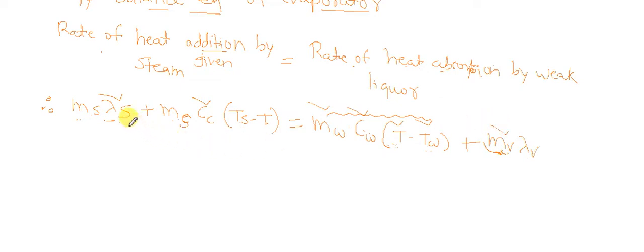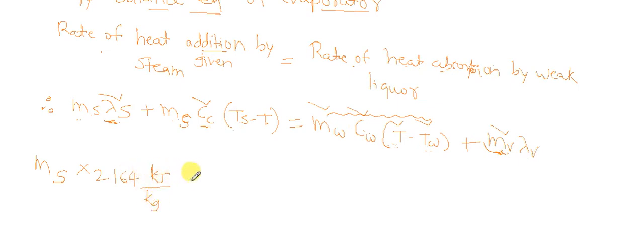So you just substitute these values here. Substitute MS, lambda S, CC, TS, all of this, and then we have to calculate the value of MS. Okay, so I will simplify this again. I write here MS. The value of lambda S is known. How much is it? 2164. Please note that its unit is kilojoule per kg.